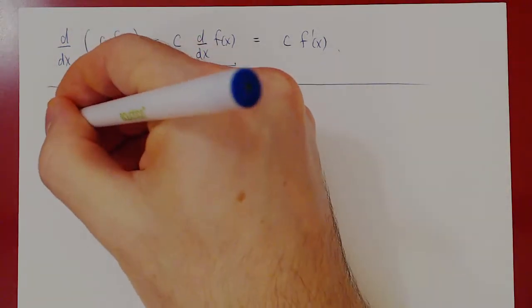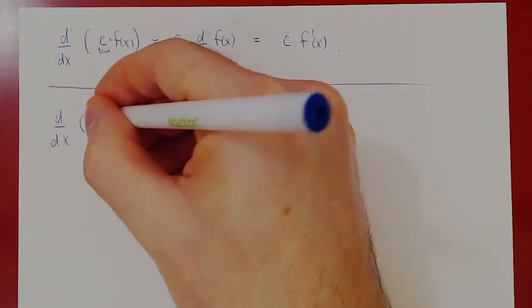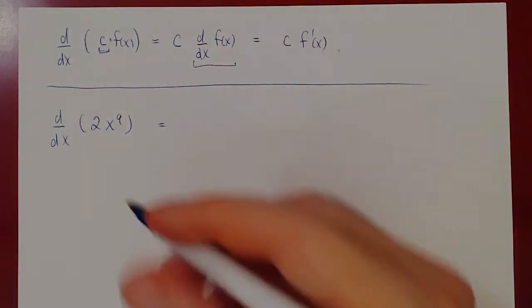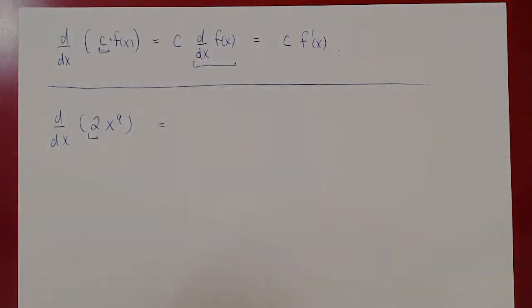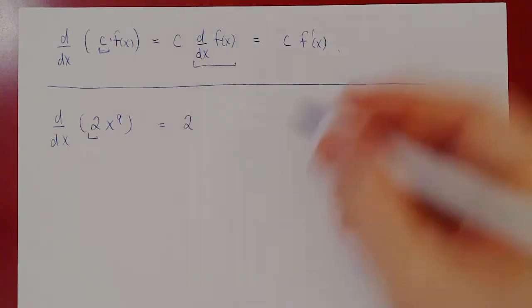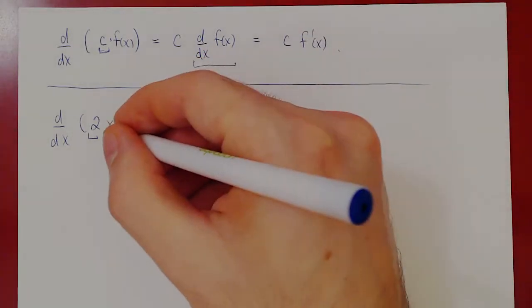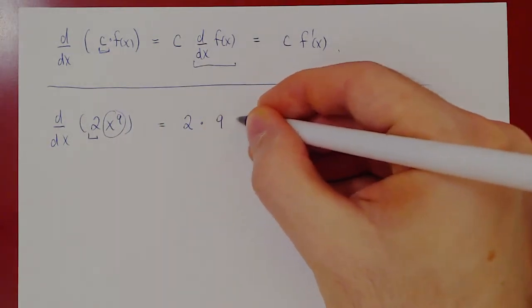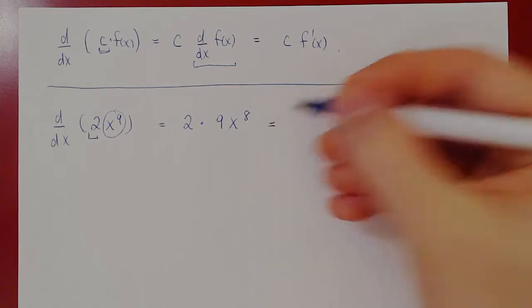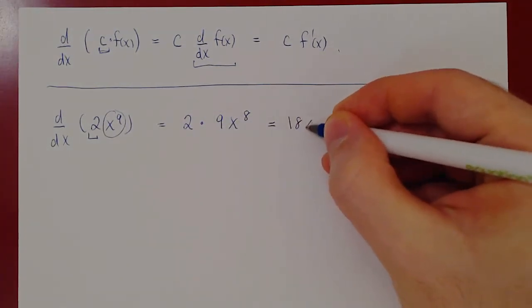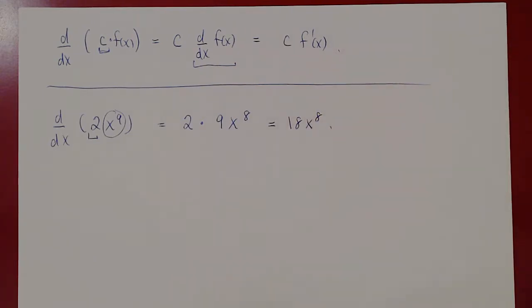So what if we asked for the derivative of 2x to the 9? Well, here the constant multiple is 2. So the rule says the constant multiple just stays there, so it's 2, times the derivative of the function. So the derivative of x to the 9. And with the power rule, this is 9x to the 8. And now we can just rewrite 2 times 9 as 18. So all we have is 18x to the 8. And that is the constant multiple rule.